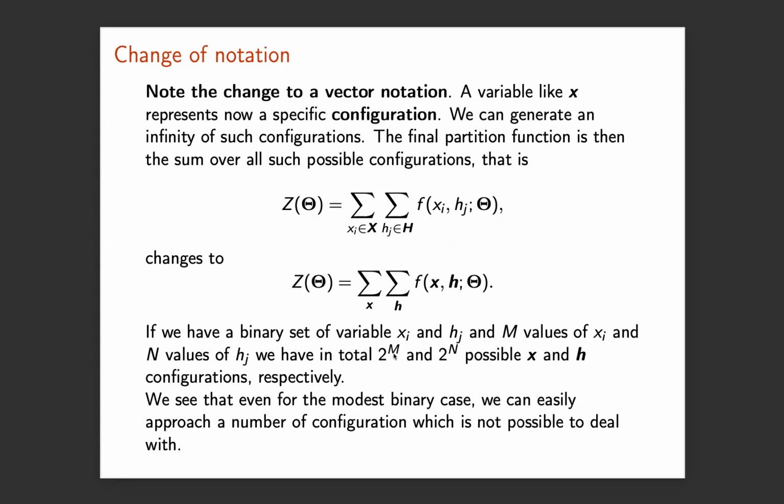If you have m values for the input nodes and n values for the latent variables, this is the number of combinations which you would have. And even a small case like m equal to 100 gives simply an intractable function here.